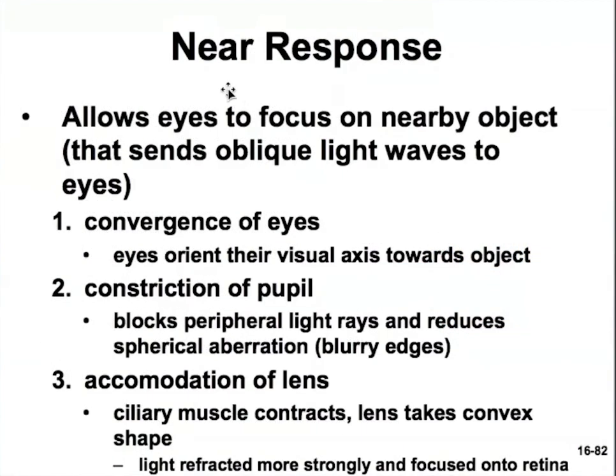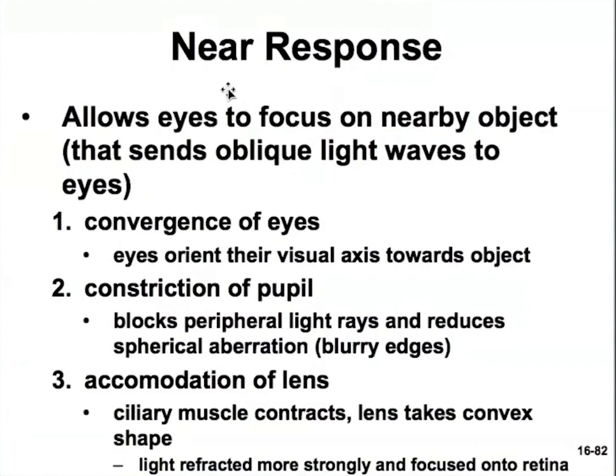Next topic, near response. Near response relates to the ability to focus on objects that are approaching you or are near you. Near response involves 3 abilities: convergence, the ability for the eyes to move towards the nose as objects get closer; constriction of the pupil, as objects approach and get closer, excess light would cause blurry vision or blurry images. Hence, by constricting the pupil, less light enters for clarity.